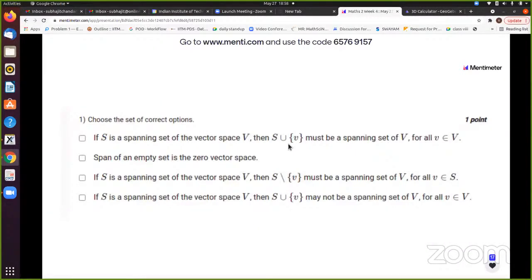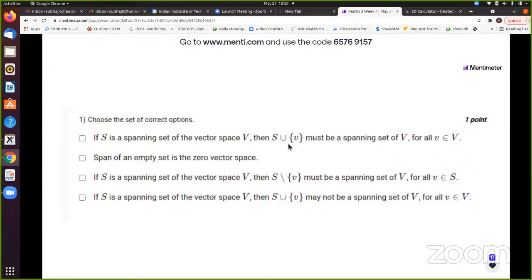So the second one is: the span of an empty set is the zero vector space. So the span of nothing, there is no vector. So what is that? Don't tell the answer now. If S is a spanning set of vector space V, again I am beginning with the same type of statement as the first option. Now I am eliminating one vector from S. The v was in S from before, I am eliminating one element from S. Will it still be a spanning set? The statement says it must be a spanning set of V. Now you have to say whether the statement is correct or incorrect.